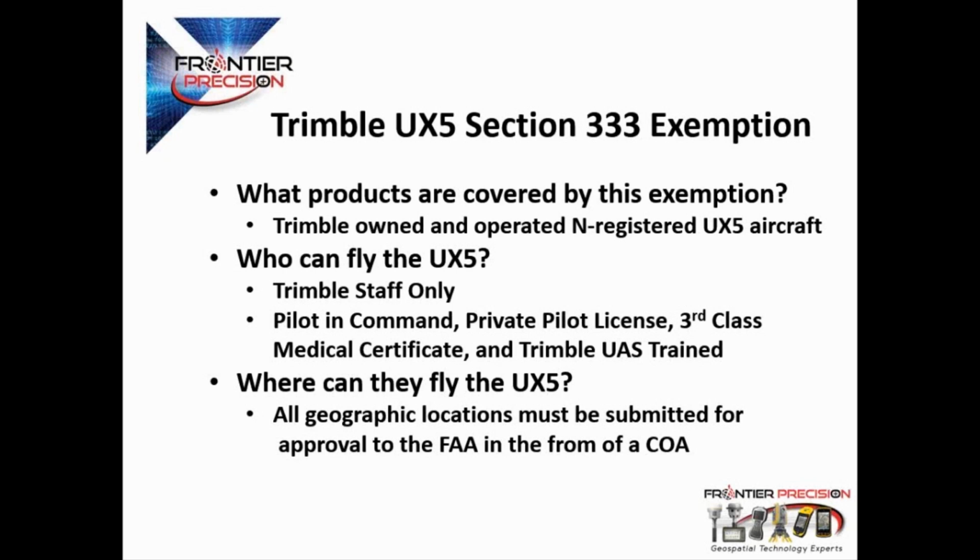And then where can the UX5 be flown? It can't just be flown anywhere within the United States. Just because a 333 exemption has been granted, you still have to submit a certificate of authorization, or a COA, with the FAA for every geographic location that you want to fly it, because there are flight restrictions in certain areas, especially around airports or sensitive areas. So you can't just fly it anywhere. All geographic locations must be submitted under this exemption with the FAA in the form of a COA.